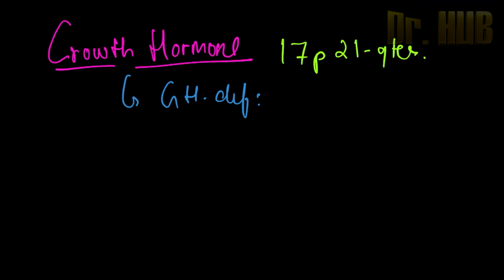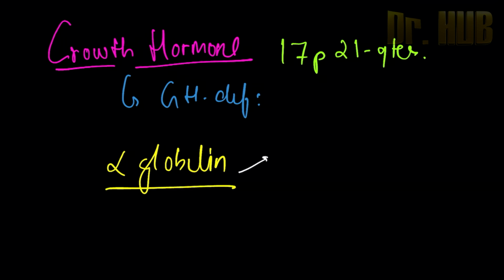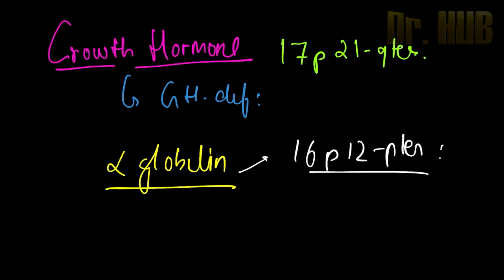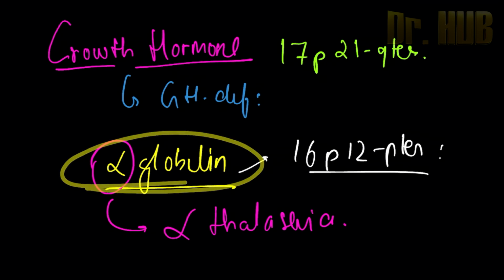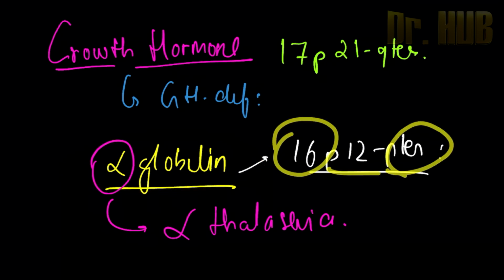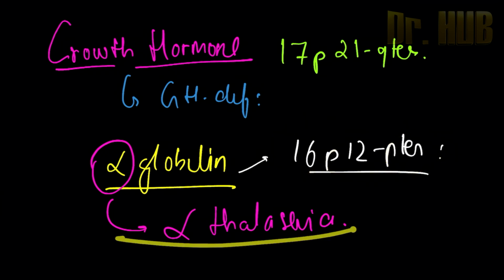Now moving on with the alpha globin. This alpha globin was associated with 16p12. So alpha globin is 16p12 pter. The disease implicated here will be alpha thalassemia. Since it is associated with alpha, it is alpha thalassemia. So alpha globin is associated with 16p12 pter, and it is associated with alpha thalassemia.